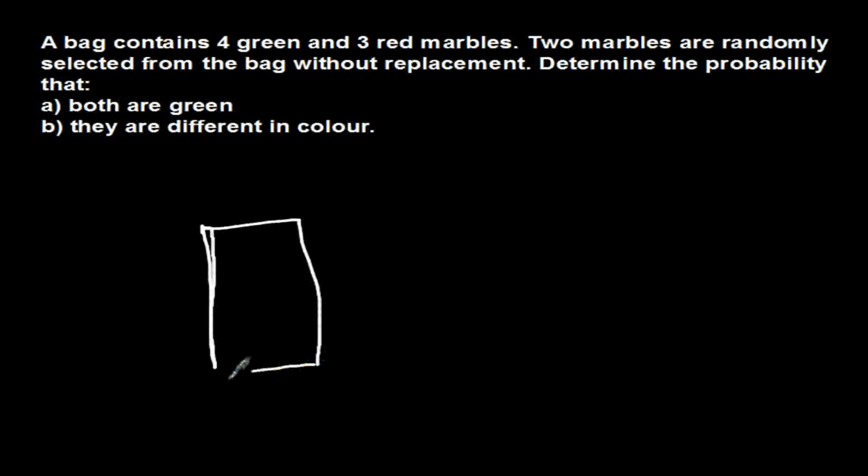And let's take this to be our bag, and that bag has 4 green and 3 red. So we can either pick a red or a green from that bag. In case we pick a green, our probability will be 4 out of 7. In case we pick a red, the probability will be 3 out of 7.